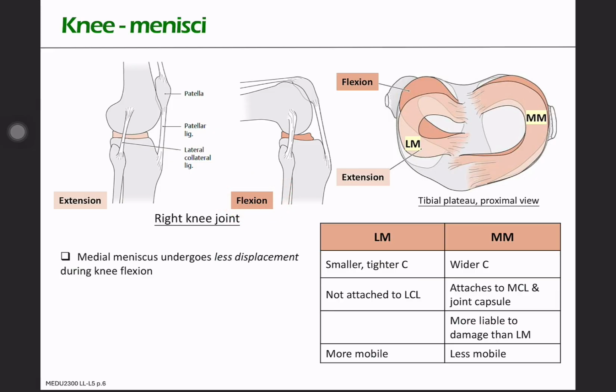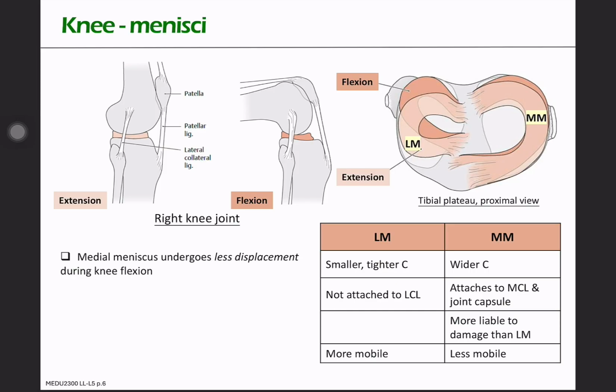In this diagram, you can see the knee in extension versus flexion. You can see that the medial meniscus remains relatively stationary in both positions. It is not very mobile, as summarized in this table. In contrast, the lateral meniscus is more mobile in both extension and flexion. These differences in mobility are due to two factors.